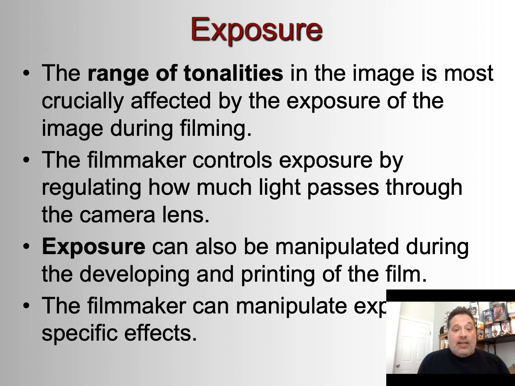The range of tonalities in the image is most crucially affected by the exposure of the image during filming. Again, this is something that probably most of us have some experience with because we've seen our pictures over or underexposed depending on how much light is available. The filmmaker controls exposure by regulating how much light passes through the camera lens.